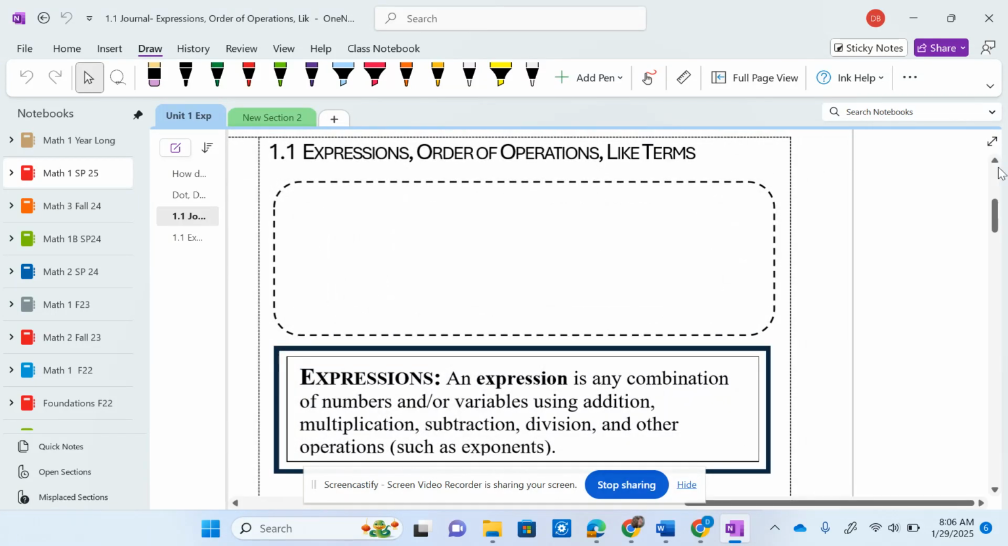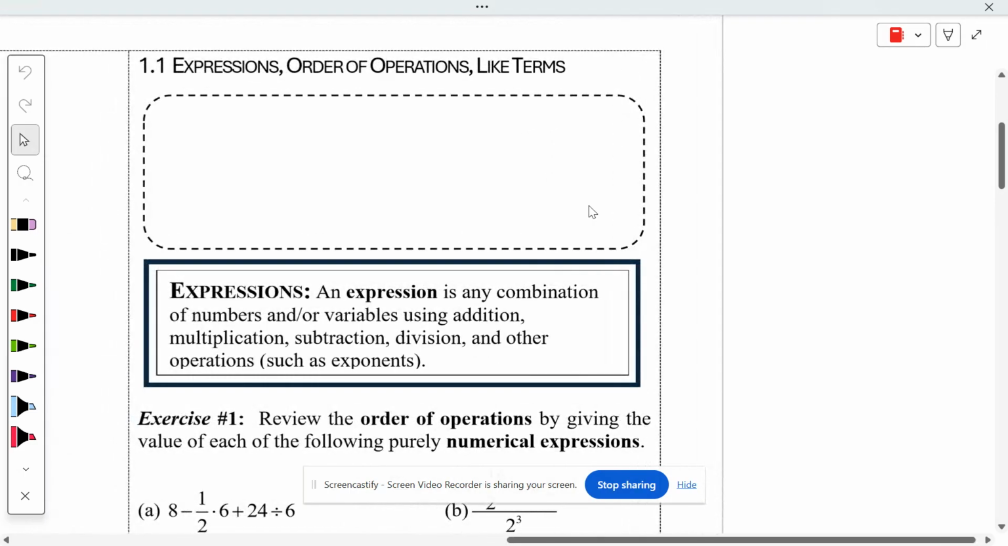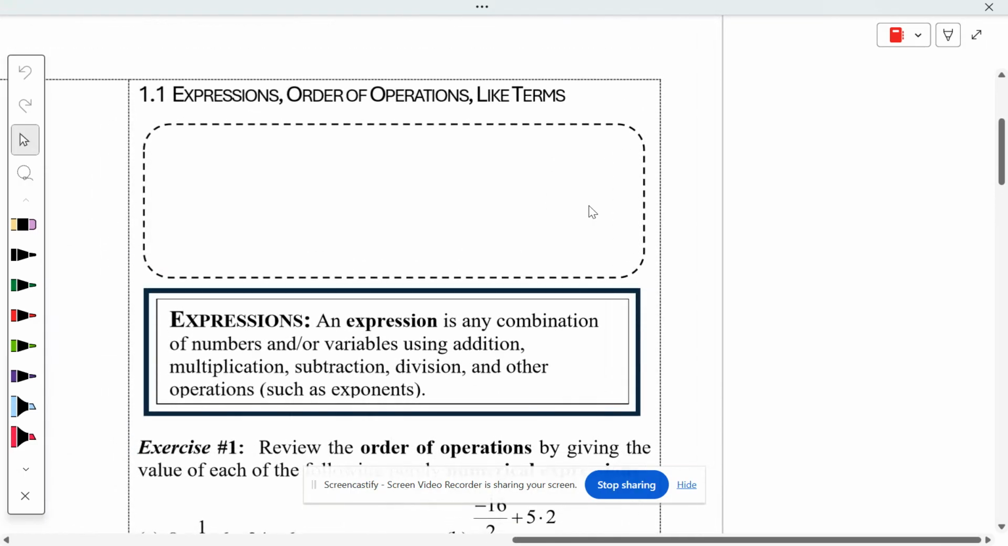All right, so this is your lesson 1.1. 1.1 covers expressions, order of operations, and like terms. So I want to start you off with your I can statement. Your I can statement is that peach colored sheet of paper that you picked up for your unit 1 as soon as you walked in.